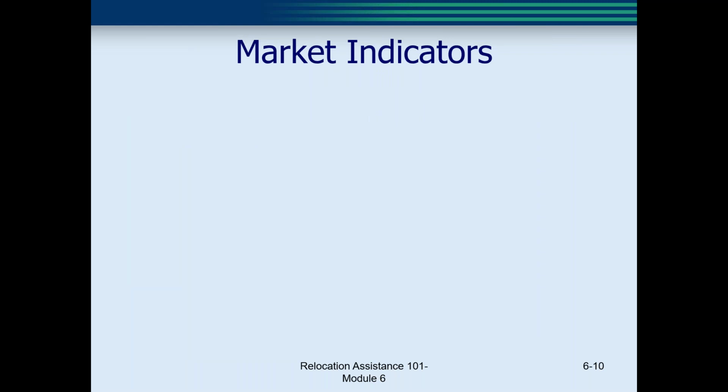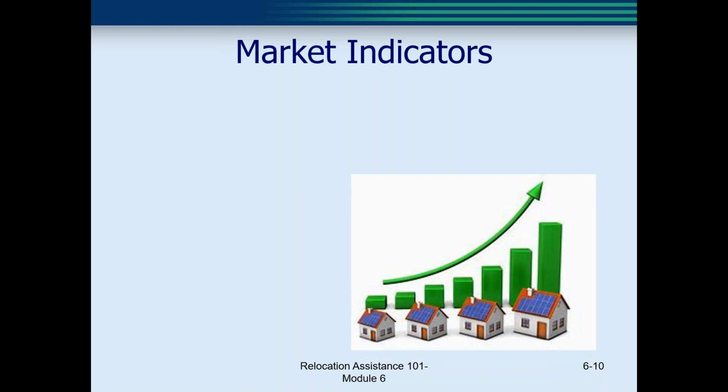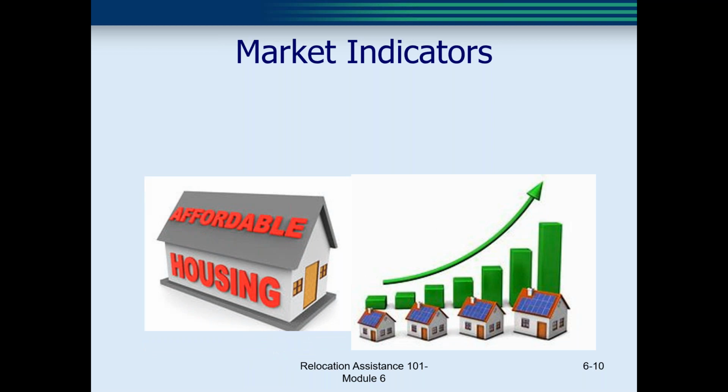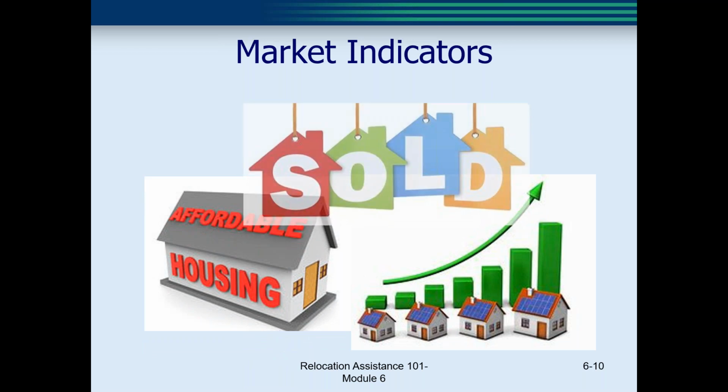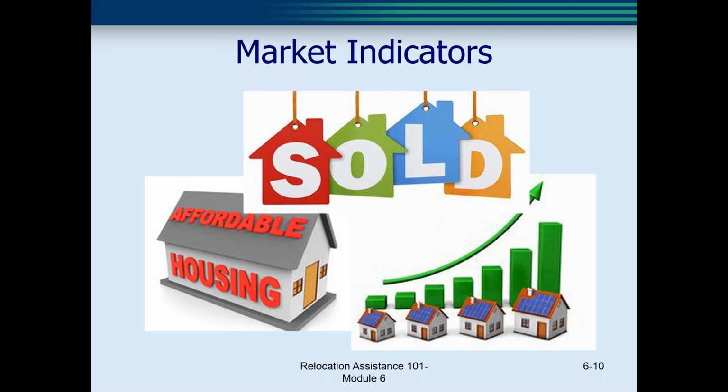Then there are the market indicators that will reflect if your displacees are going to have a problem with replacement housing. What are some of these market indicators? This is what we're seeing in Ohio right now. You've got rapidly escalating real estate prices, and a lack of available housing, mostly because of the competition with the buyers. Right now, not only have the prices escalated, but now you have bidding wars. If that's what you're seeing in the market, you very well could end up with last resort housing.